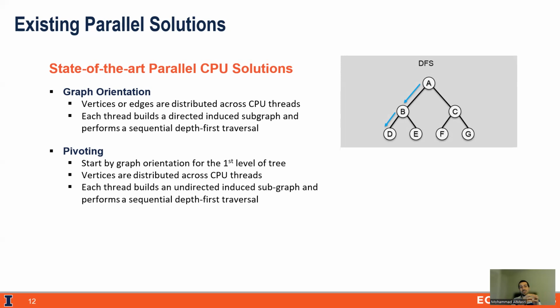So this is where we mitigate the problem of using the undirected graph. Instead of using the undirected original graph, we only use a small version, which is the undirected induced subgraph, to improve the set intersection and localize it for the root node. And then again, the solution will perform a sequential depth first search traversal on the CPU.